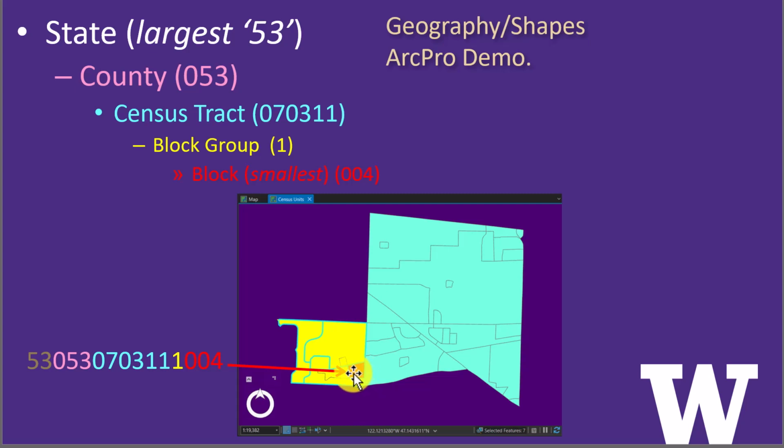So a block is part of a block group, which is part of a census tract, which is part of the county, which is part of the state. And you could perhaps consider the whole state the entire window that you're looking at here, when in fact it's definitely a lot larger.